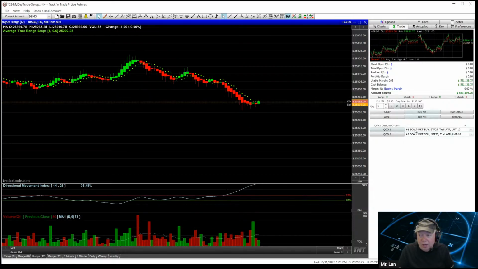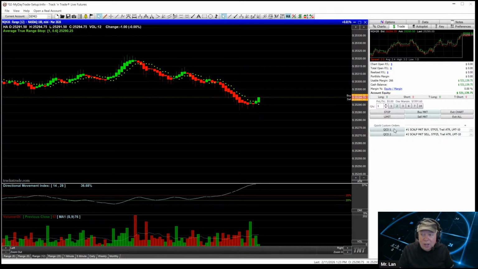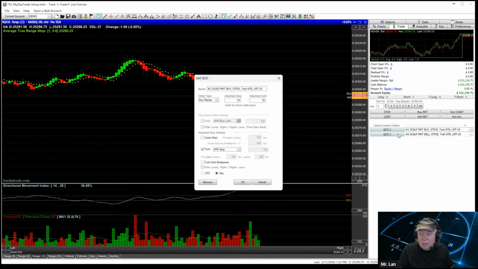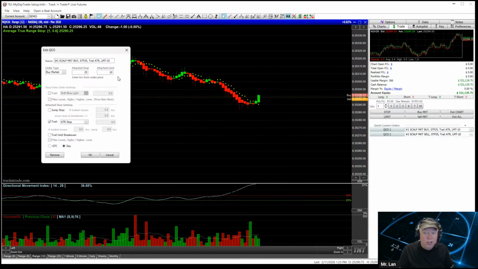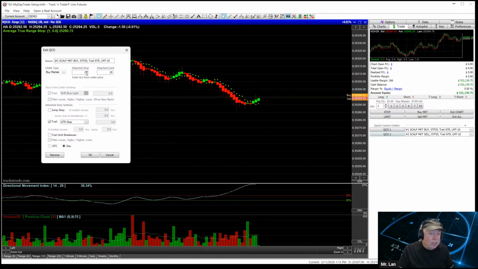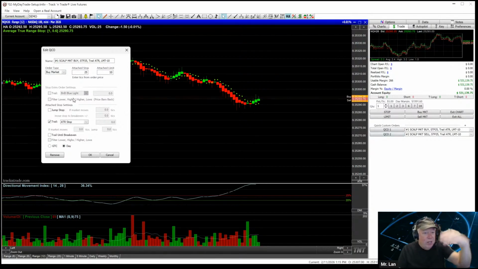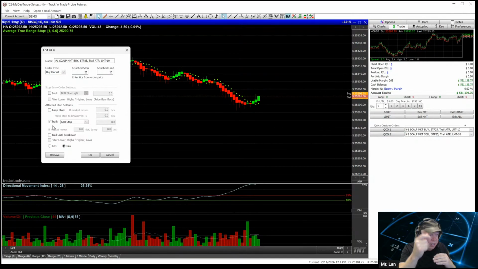So I've come in here. I've got Scalp Market 1 and Scalp Market 2. This is the buy and this is the sell. I'm going to show you the settings. Scalp 1, this is very simple. All you're going to do is, when you think it's time to get on a wave, you push the button and it's going to go Scalp Market Buy. So it's going to buy. It's going to attach the stop at 25 points back. It's going to put a limit out there at 10 points. And then it's going to just go up and touch that limit, take that profit off.